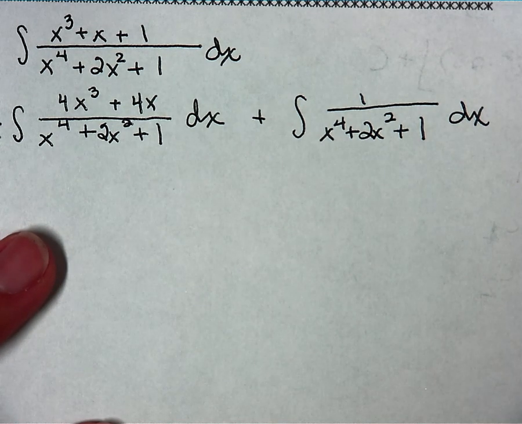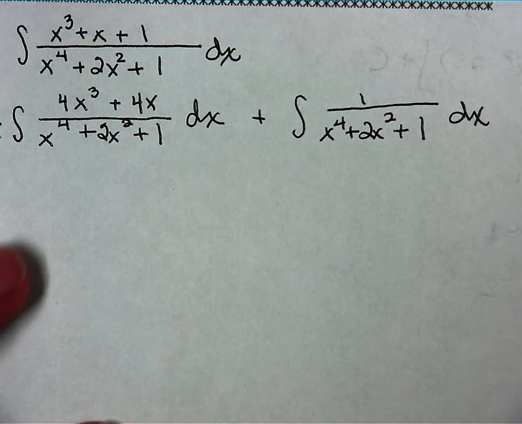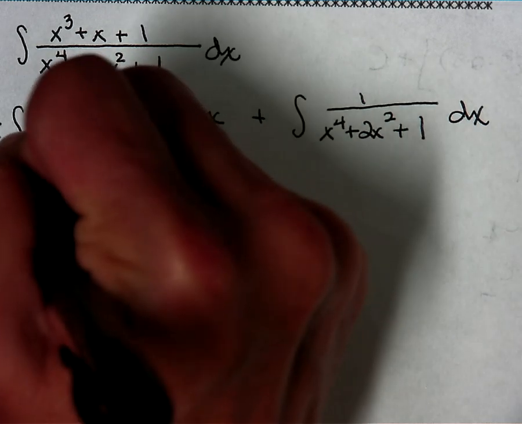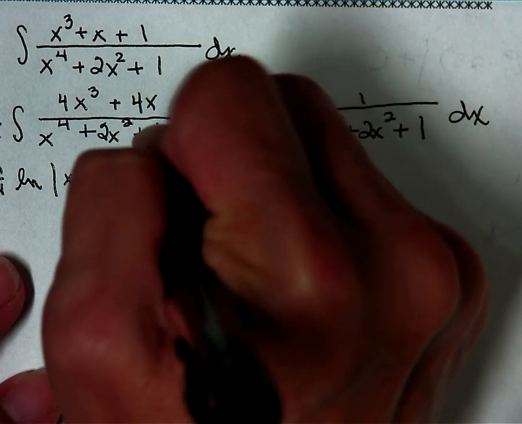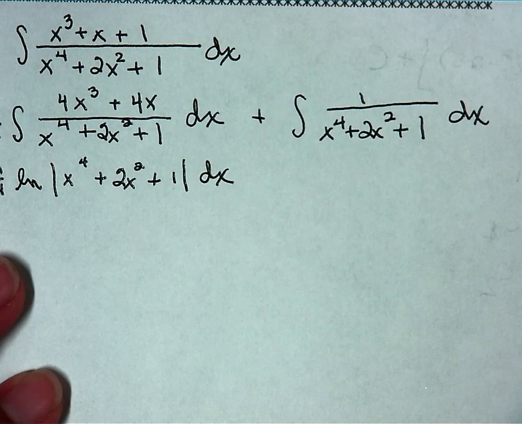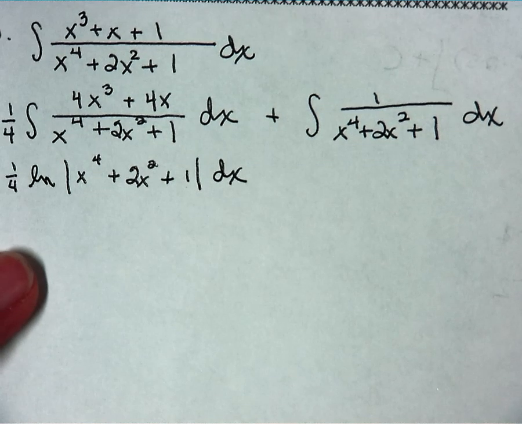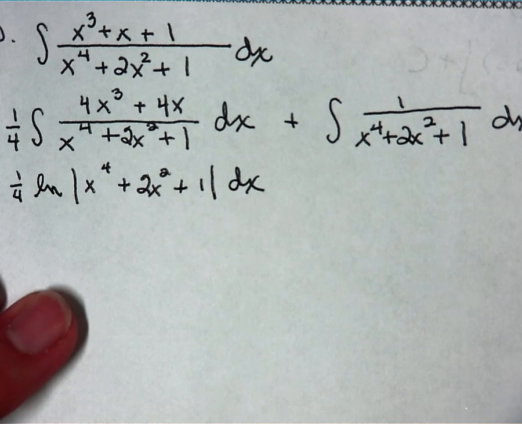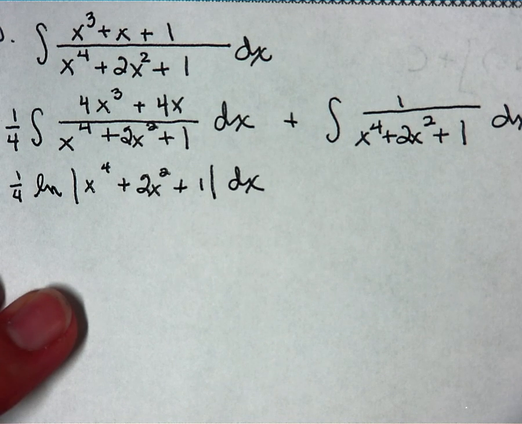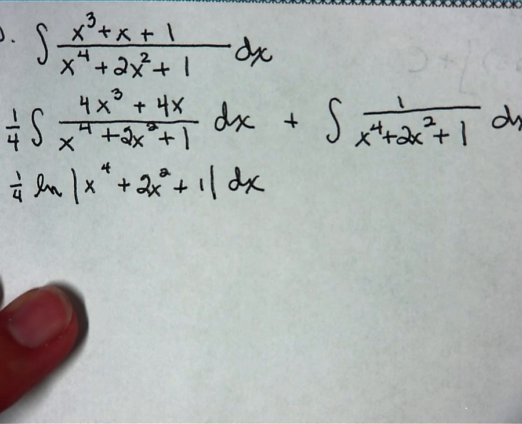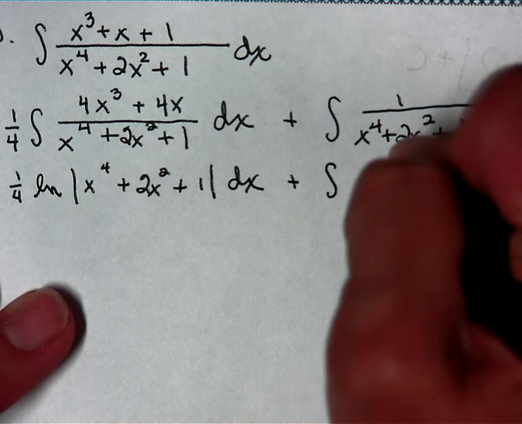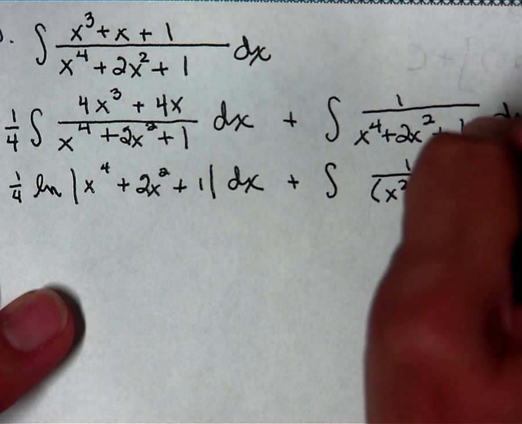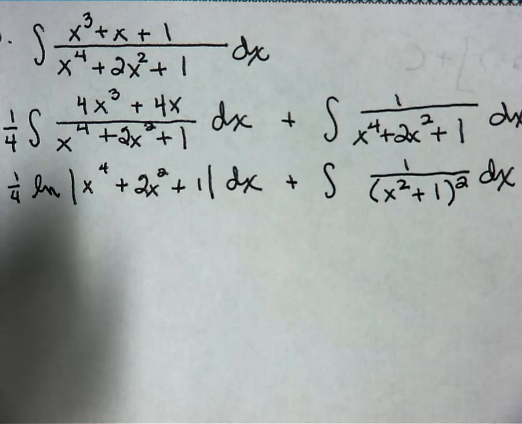Since the numerator is the derivative of the denominator, that integral is natural log of the denominator. Nope. Maybe there's a reason it's in section 8.4. Yes, it is. So, Michelle just figured out that denominator is x squared plus 1 squared. And we're through with the first term.